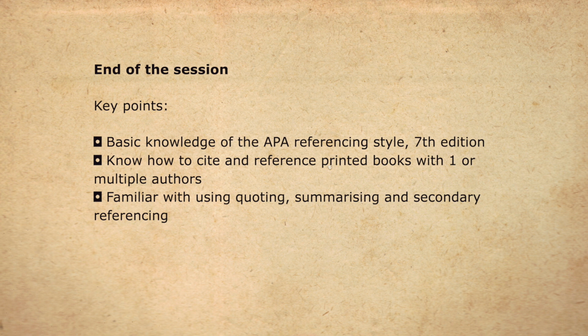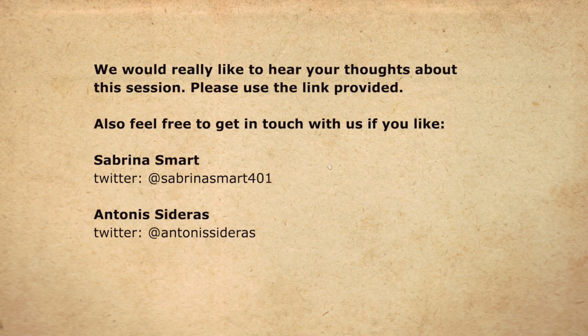We have now reached the end of our session. By this point, we're hoping that you have been able to understand the basic elements that are needed when you're referencing printed books with the APA style, the 7th edition. And by this stage, we're hoping that you're also confident when it comes to referencing and citing books with one or multiple authors, and you're also familiar with the terms quoting, summarizing, secondary referencing, and how these can be applied to your essays.